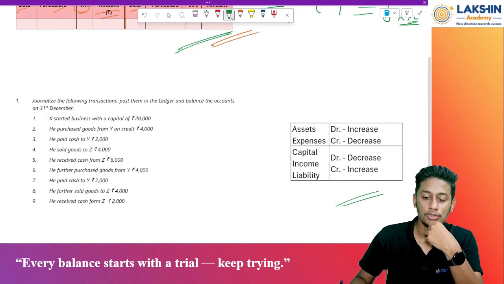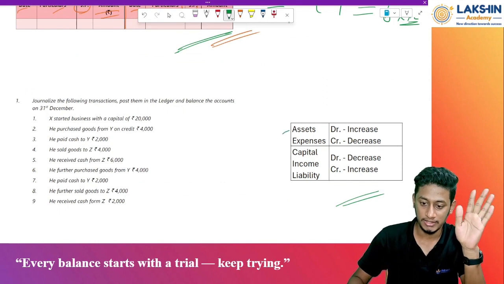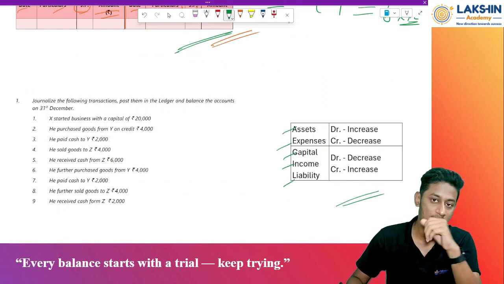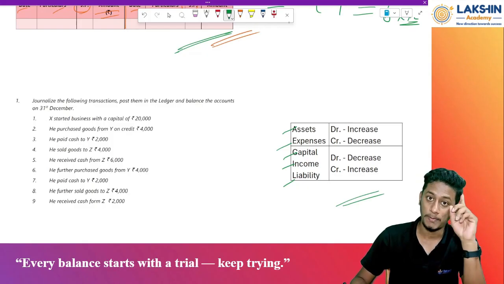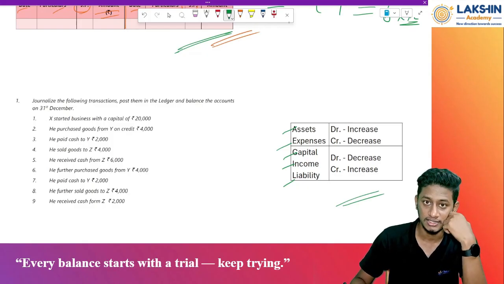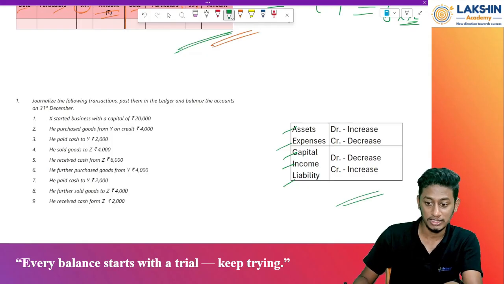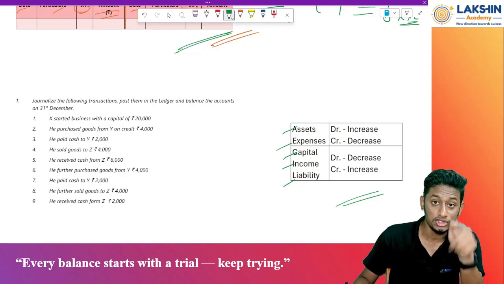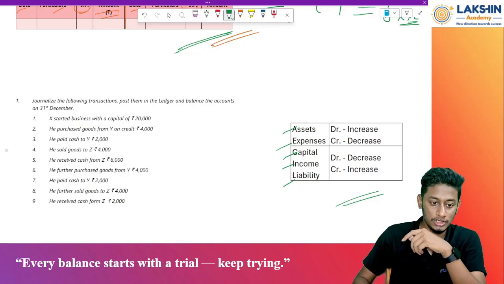I have taught you the five main heads, that is asset, expenses, capital, income, and liability. The same thing we had used to prepare the journal entries. Now what we will do is also prepare ledger books. So just look at the question for now.